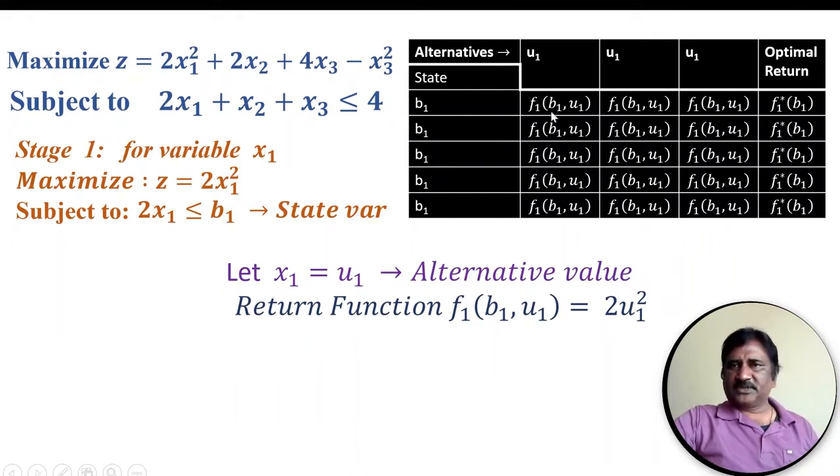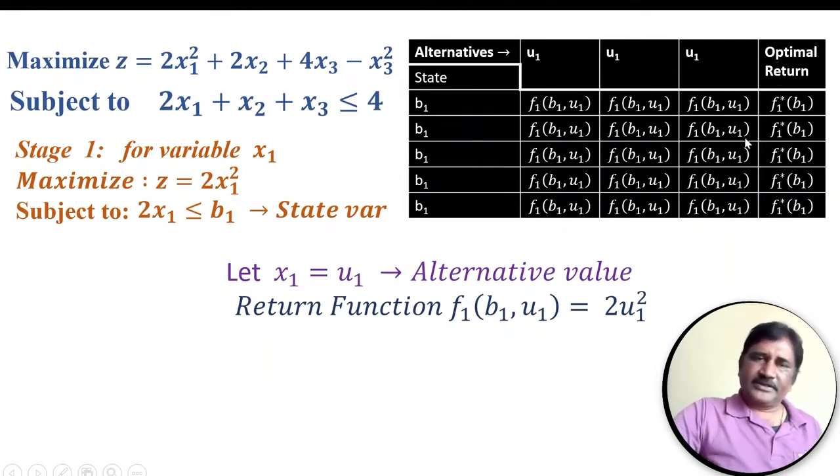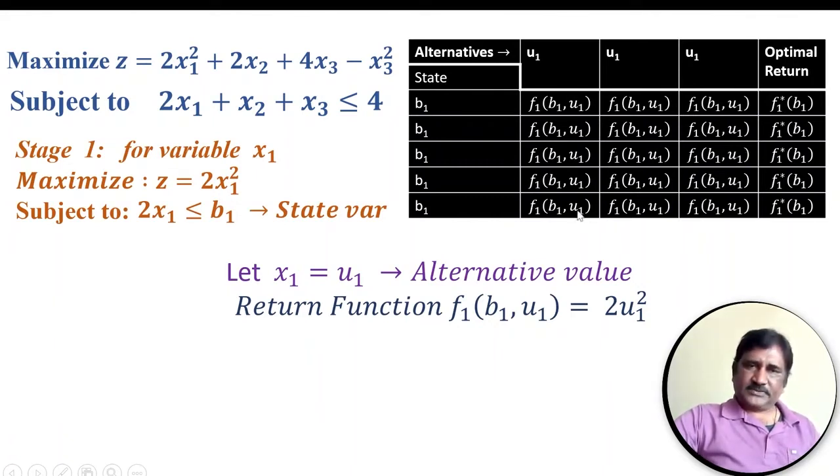And lastly, we'll be finding the optimal return based upon the type of your objective function. Suppose it is maximization, you will find the maximum value in each row, and that will be the optimal return corresponding to this state b1. So the optimal return is a function of the state variable, and the return is a function of b1 and u1. This you have already understood through my earlier lectures.